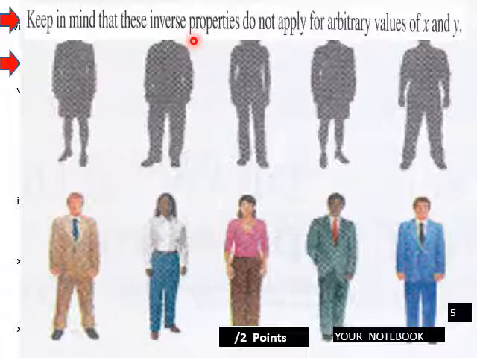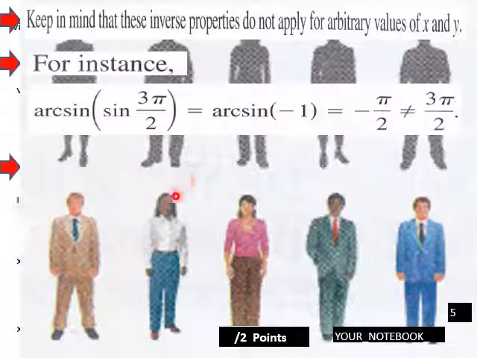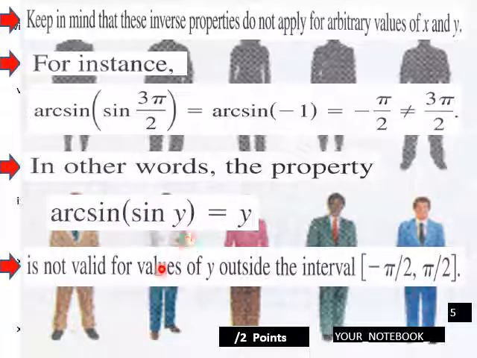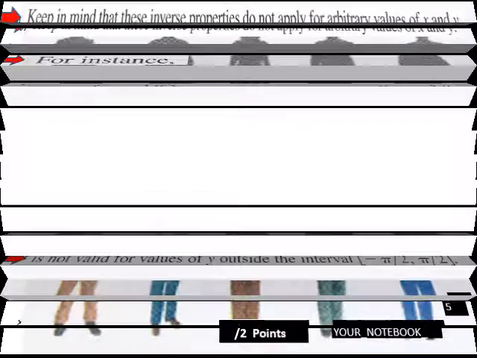Keep in mind, and this goes in your notebook, class, these inverse properties do not apply for arbitrary values of x and y. For instance, arc sine of sine 3 pi over 2 equals arc sine negative 1 equals negative pi over 2, which does not equal 3 pi over 2. In other words, the property arc sine of sine y equals y is not valid for values of y outside the interval. It has to be within this interval here for these properties to pertain.